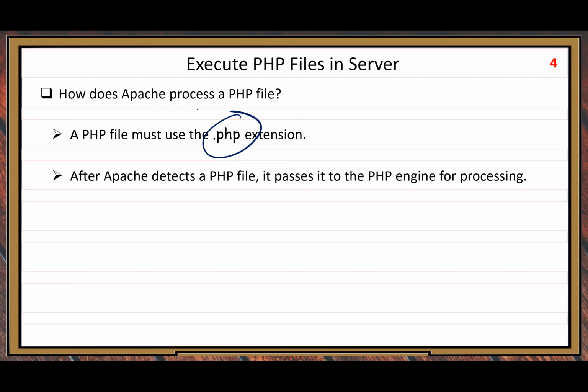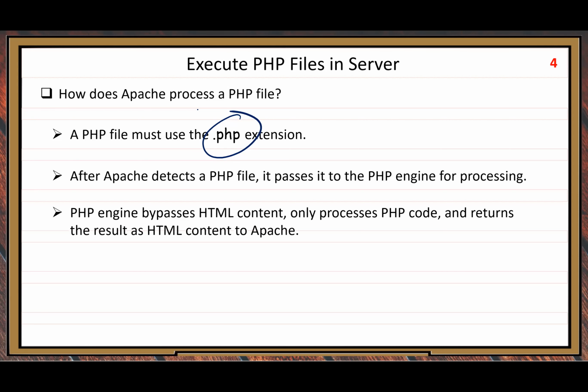After Apache checks the file name and detects that this is a PHP file, it passes it to the PHP engine for processing. The PHP engine receives it and uses the PHP parsing rules to parse your file line by line. The PHP engine bypasses HTML content.